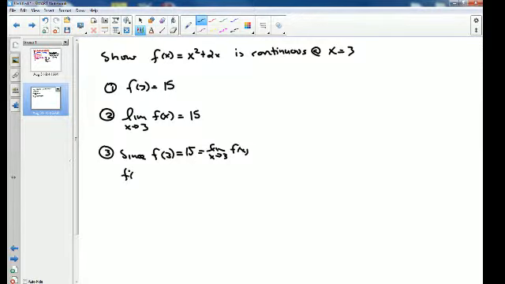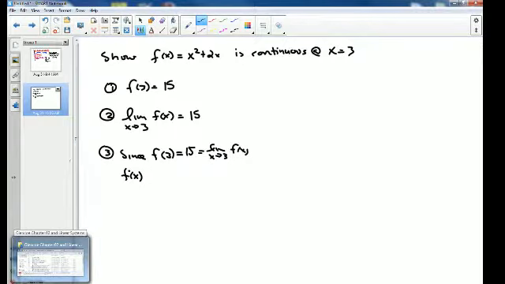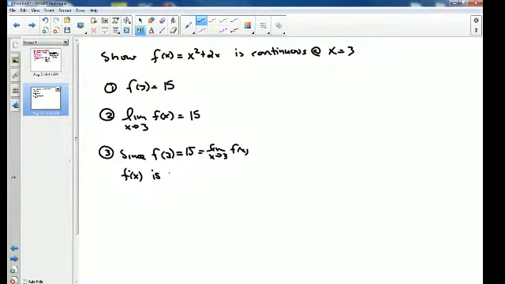F of x. Yeah, that's my limit signature. Remember? As long as there's a cursive L in front, we know exactly what it is. F of x is continuous at x equals 3, right?